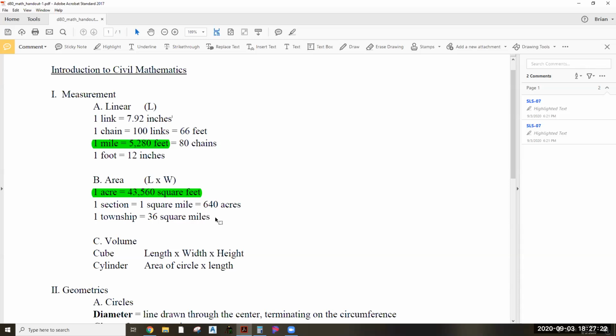These other two measurements here, we will discuss in great detail later on in the semester, but I'm just giving it to you now so that you have access to it. You won't be tested on it until we discuss it later on. But one section is 1 square mile, and 1 square mile is 640 acres. Okay.